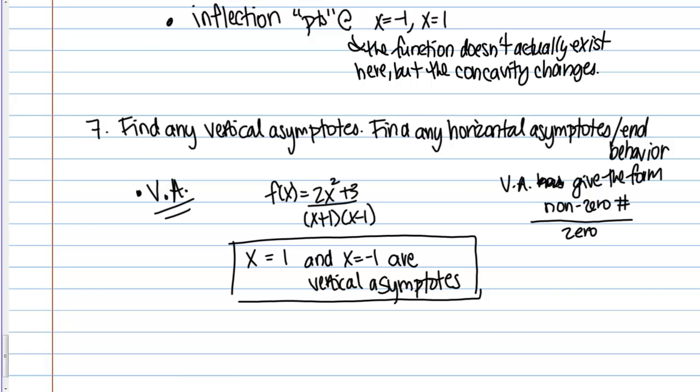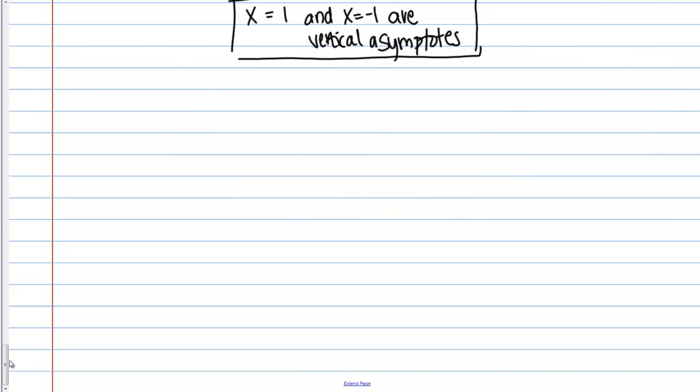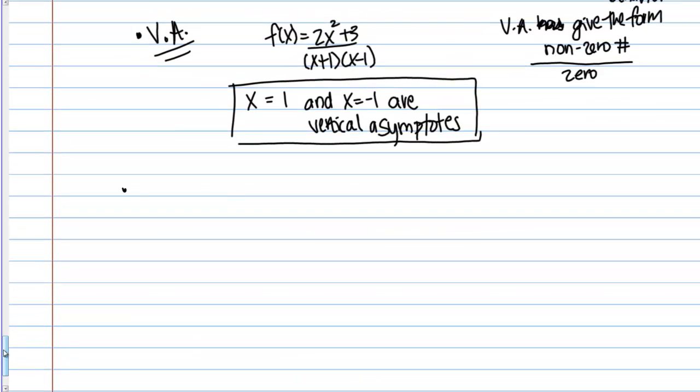So what's next? Horizontal asymptotes or end behavior. I'll label this section end behavior. When we say end behavior, we just mean what happens on the ends of the function, or what happens as the function goes to infinity or to negative infinity. To figure that out, we're just going to look at the limit of the function at positive and negative infinity. So I want to know what is the limit as x goes to infinity of my function.